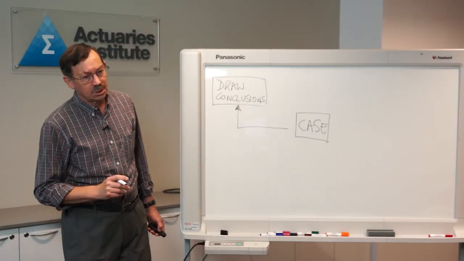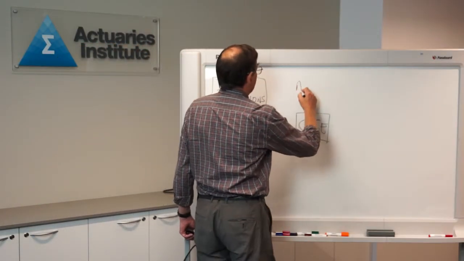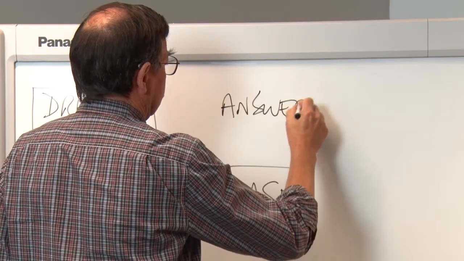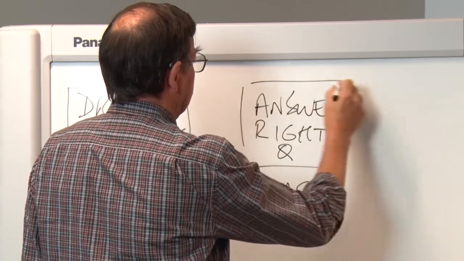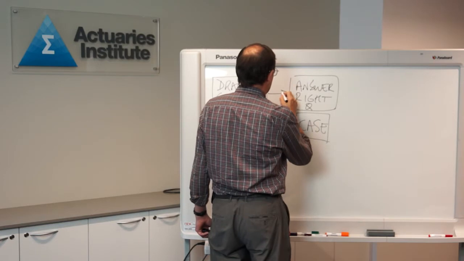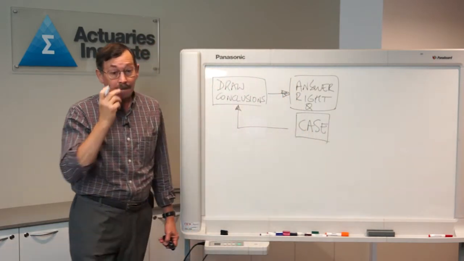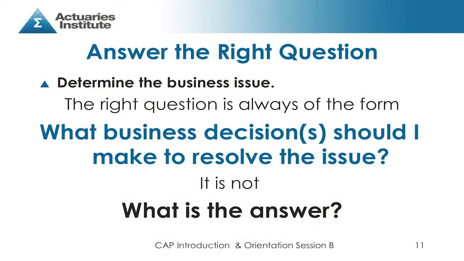So we've drawn all the right conclusions. Now, answer the right question. In other words, determine the business issue, because that drives the right question. And the right question is always of this form. What business decision or decisions should I make to resolve the issue? That's the right question. It's always in that sort of form. It may not use those words, but that's what it means.